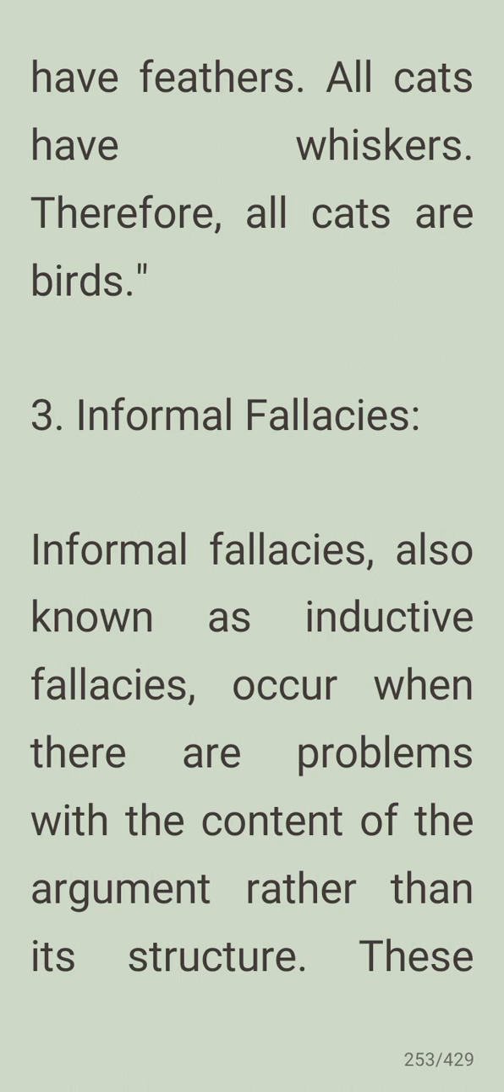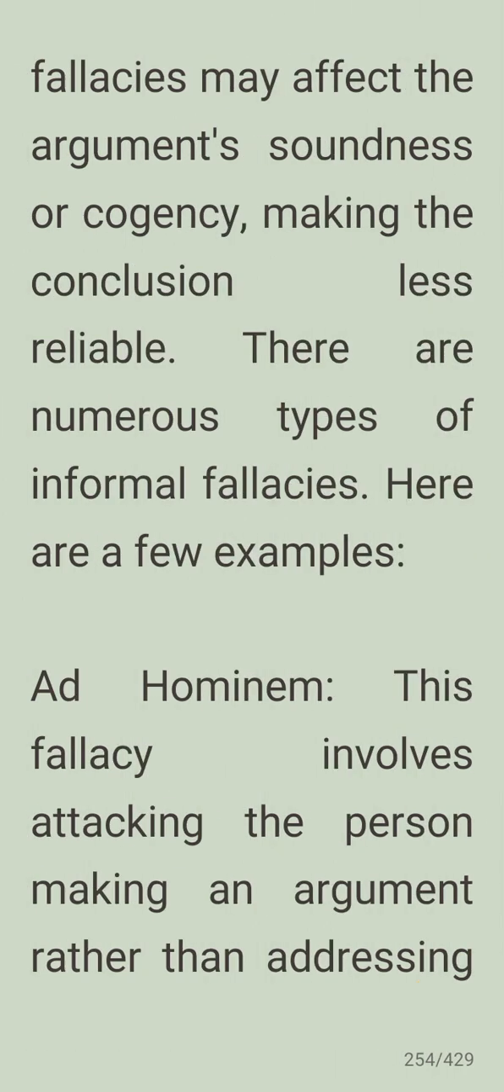Then informal fallacies. Informal fallacies, also known as inductive fallacies, occur when there are problems with the content of the argument rather than its structure. These fallacies may affect the argument's soundness or cogency, making the conclusion less reliable. There are numerous types of informal fallacies. Here are a few examples. Ad hominem.